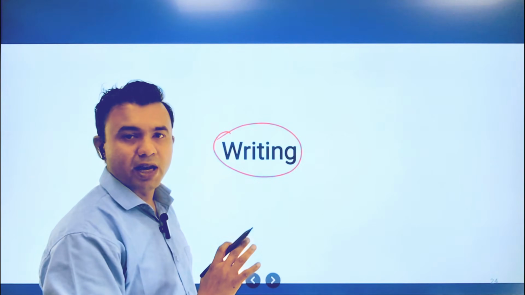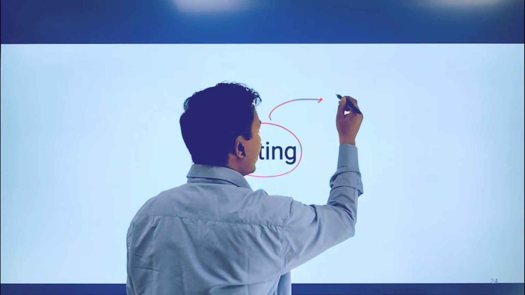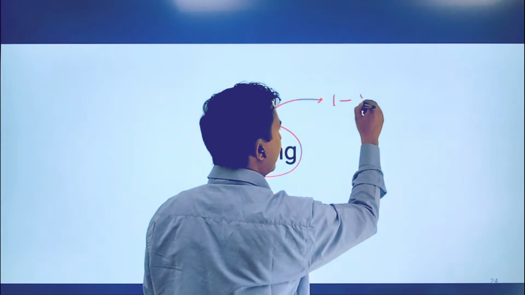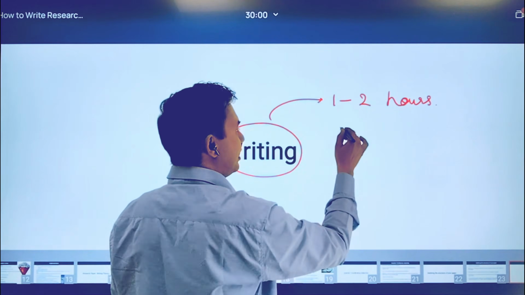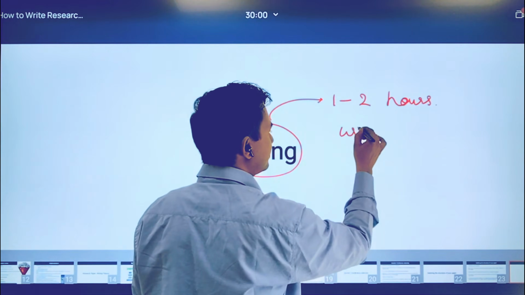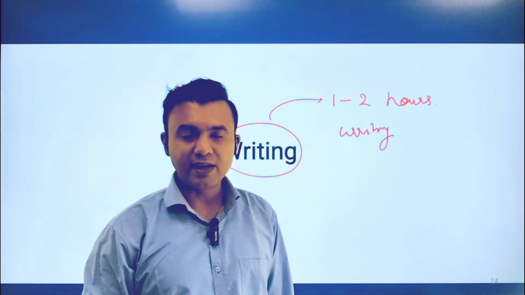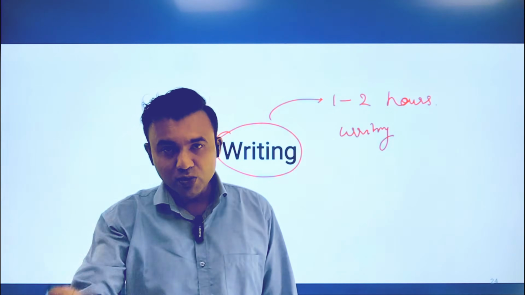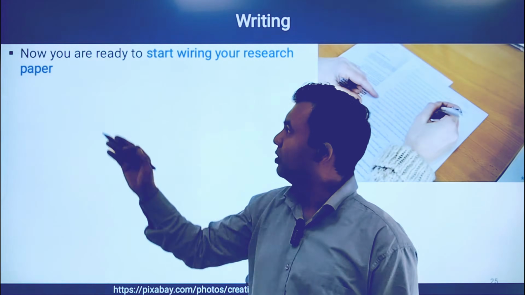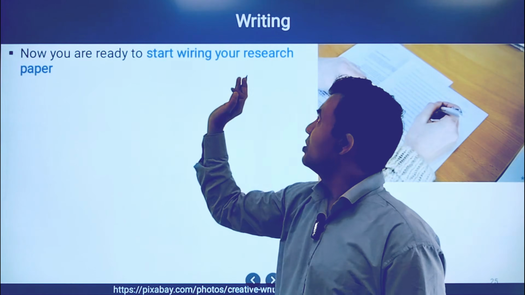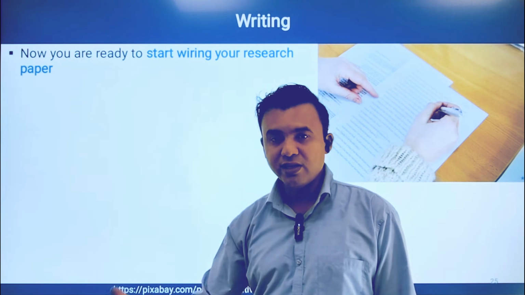Remember, writing is a marathon and consistent practice. Generally, what you should do is, let's say, if you are a PhD student, allocate 1 to 2 hours daily for your writing. The more you write, the more you will be able to think deeper. So you keep doing that again and again, right? Now, you are ready to start writing your research paper. We have planned, we have executed, now we are writing.